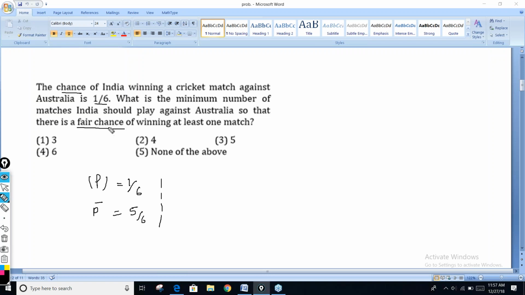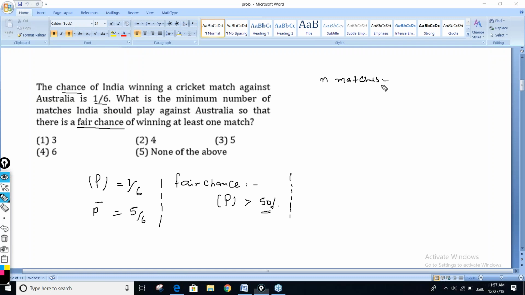Now again, fair chance of winning at least one match. Here the meaning of fair chance is that the probability is more than 50%. If the probability is more than 50%, it is called a fair chance, right? So now the question becomes: the probability of winning at least one match should be more than 50%. That is the question. So let's say India played n matches.